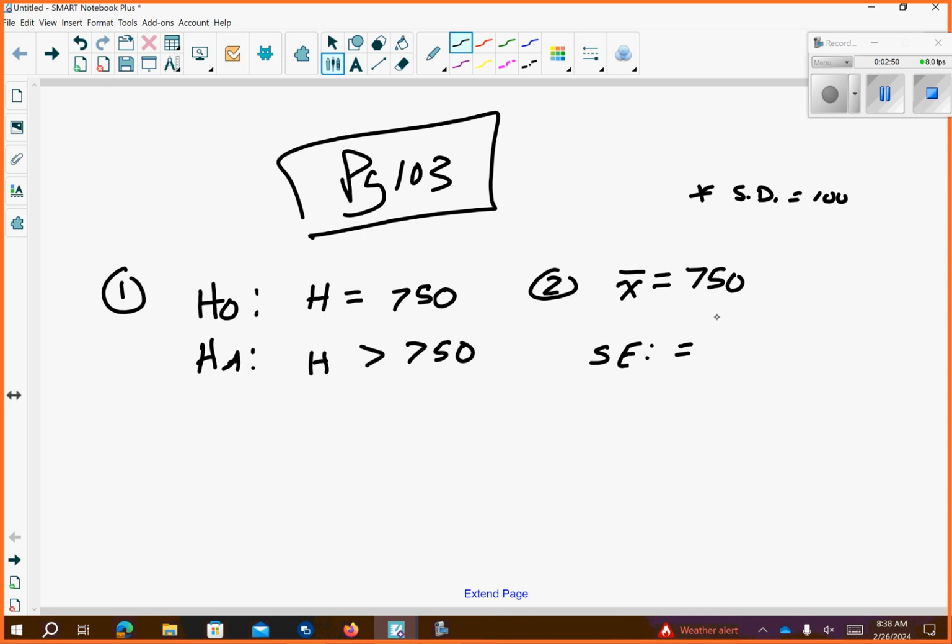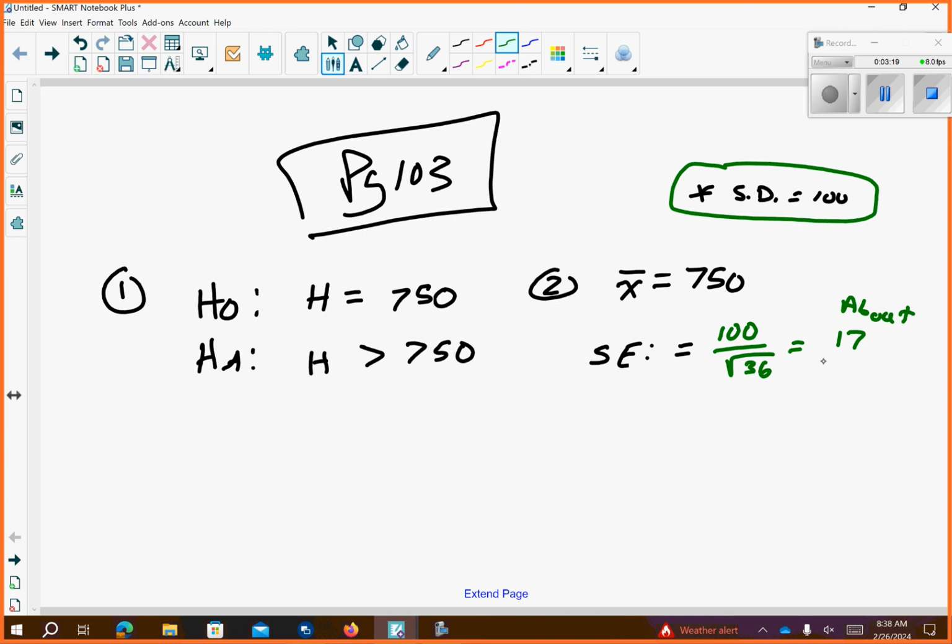This first problem is very similar to what we're doing on the test. You need to add this. They forgot to say that, but I have it worked out with it in there. So the standard error is going to be 100 divided by the square root of my sample size. My sample size is 36. So that means my standard error comes to about 17. I mean, it's 16.67. So we'll just say it's about 17.